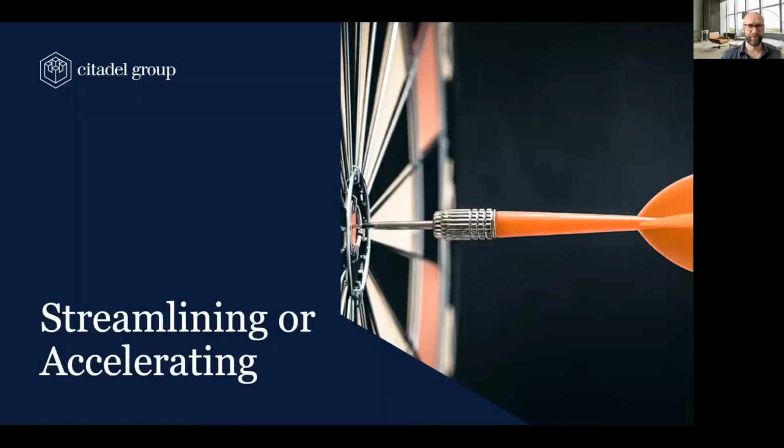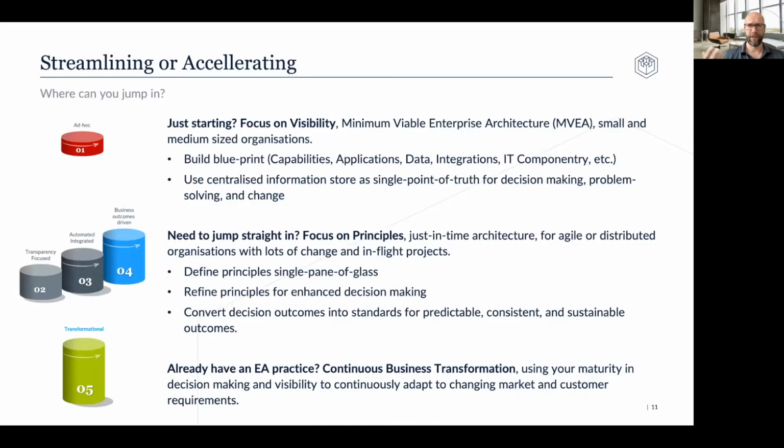So now we know that. Let's talk about how we can streamline or accelerate anybody on that part of the journey to get to that level 5 as quickly as we can. So where can you jump in? So as an organization, you can be at level 1, and that's fine. So you're just starting out. So you want to focus on things like visibility. So you can focus on a principle that I've spoken about previously, which is a thing called minimum viable enterprise architecture. We'll get into more detail on what it actually looks like, but it will help you build that blueprint. It will help you get that tool bag together and know what you have.